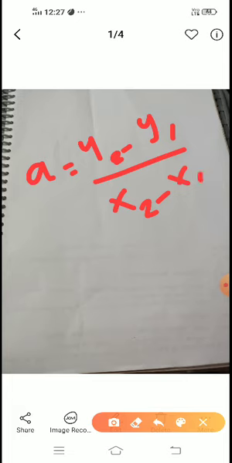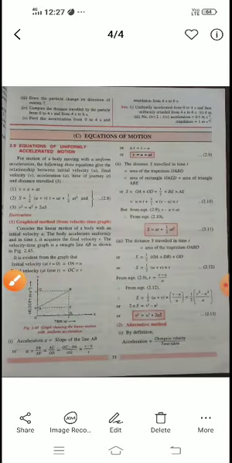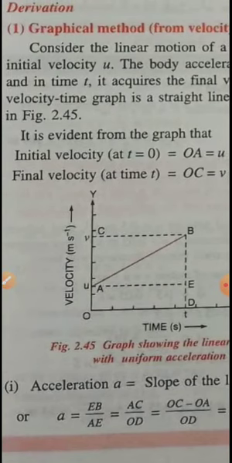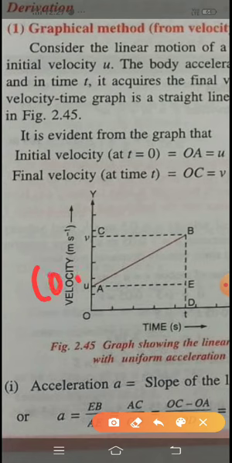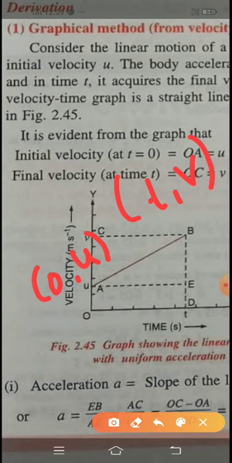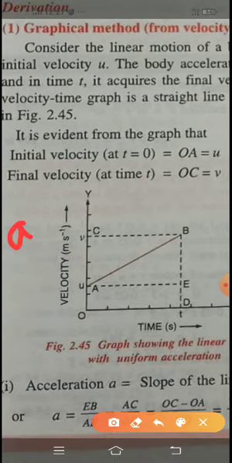So we are supposed to find it for that line. What is our line here? Look at your line first of all. It is for A and B. So for A and B, what are your points? For point A it is 0 comma U. For point B it is T comma V. You're able to follow? For A it is 0 comma U, and for B it is T comma V. Now substitute in your formula. So the formula is what? Acceleration.